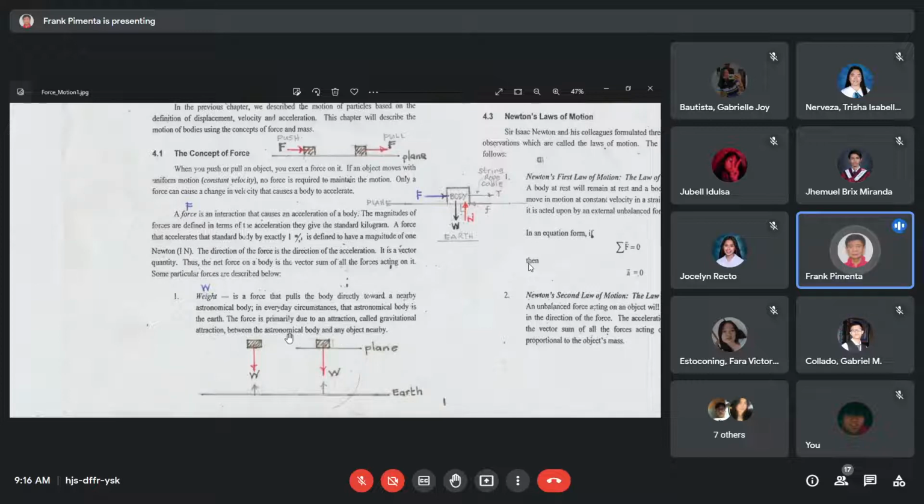There are two situations here. If this body or object is placed in the atmosphere, in the air, and it is released, according to the definition of weight, suppose that it pulls the body directly towards the earth, vertically downward. So this is the weight.